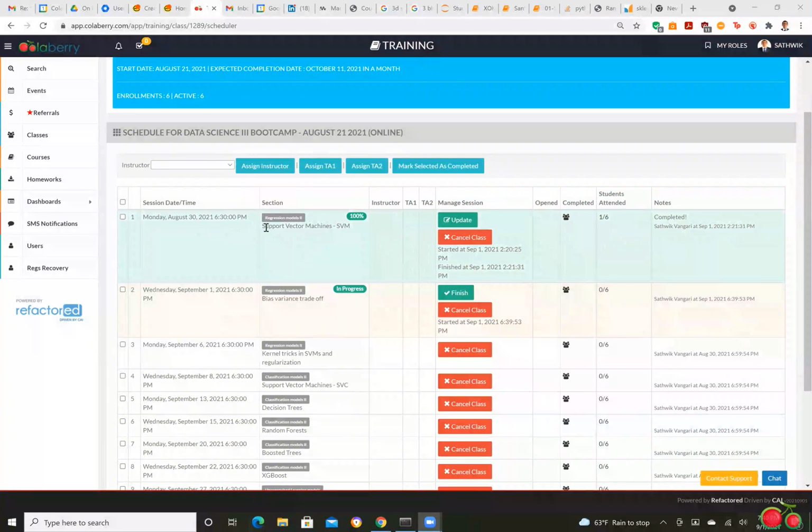So in the last class, we covered support vector machines, SVM. This class, we will do a little bit of support vector machines. We'll try to code up one, or we look at the code of one specific model. And then we will also try to code one by ourselves.